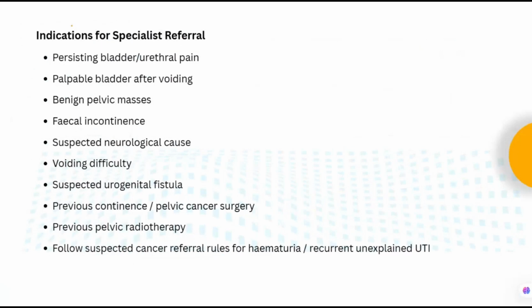Okay. Now, indications for specialist referral. If there is persistent bladder or urethral pain, palpable bladder after voiding, benign pelvic mass, fecal incontinence, suspected neurological cause, voiding difficulty, suspected urogenital fistula, previous incontinence or pelvic cancer surgery, previous pelvic radiotherapy, follow suspected cancer referral rules for hematuria, and recurrent unexplained UTI.